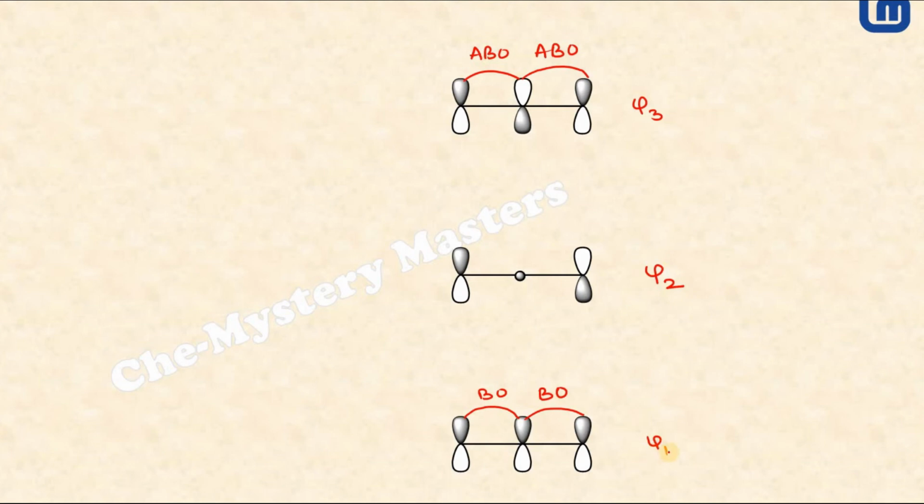Out of them, the psi1 is considered to be the bonding molecular orbital. And we all know that the bonding molecular orbitals and anti-bonding molecular orbitals are of equal number. So if there is 1 bonding orbital, there will be 1 anti-bonding molecular orbital. And this psi2 will be called the non-bonding orbital. And we all know that anti-bonding orbitals are always shown with a star to tell that they are of anti-bonding nature.